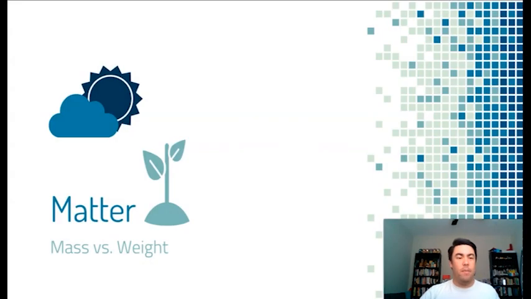Today we're going to go over the topics of weight, mass, and density. To begin, we're going to talk about what matter is, and the difference between mass and weight. Although mass and weight are related, they represent two distinctly different physical properties.